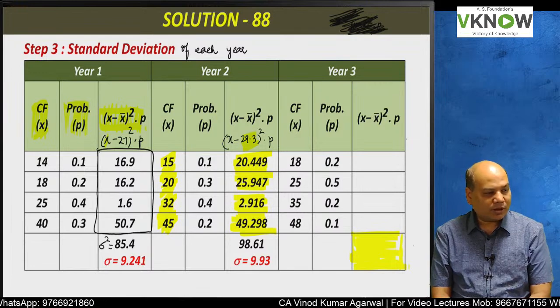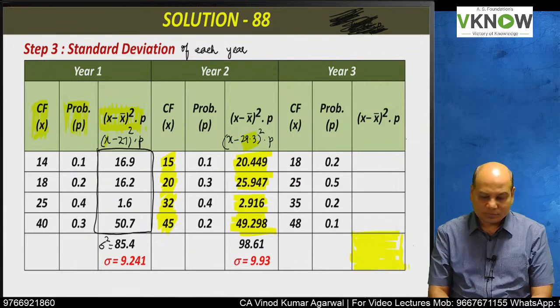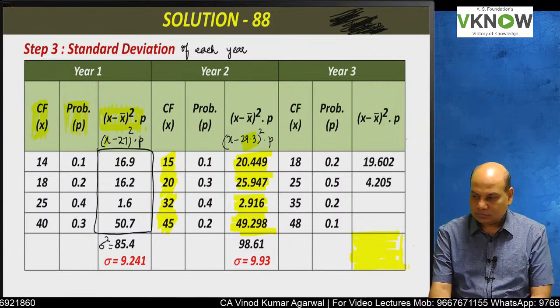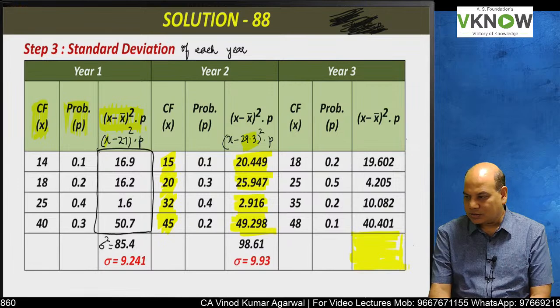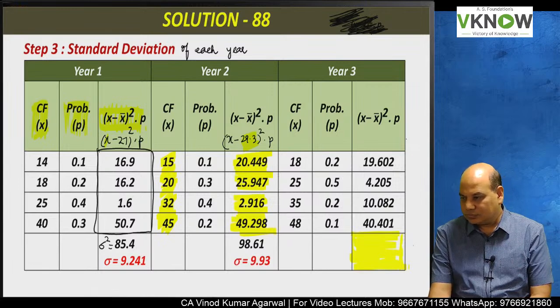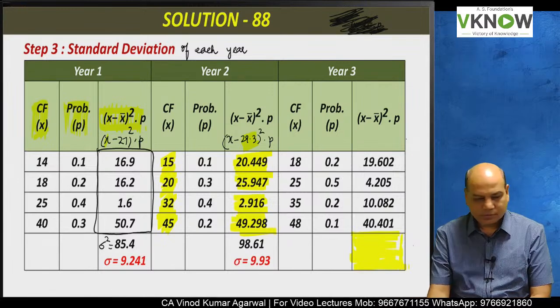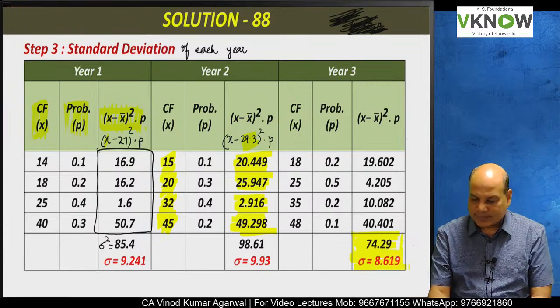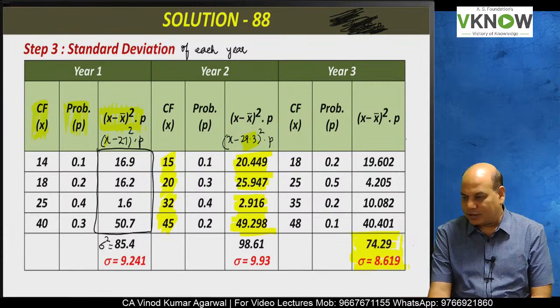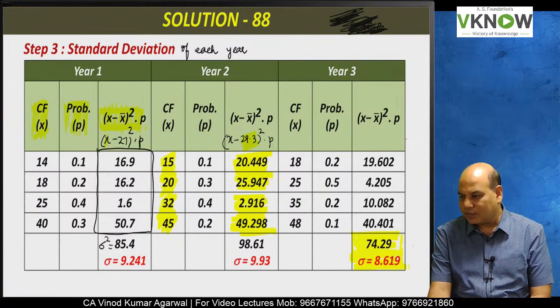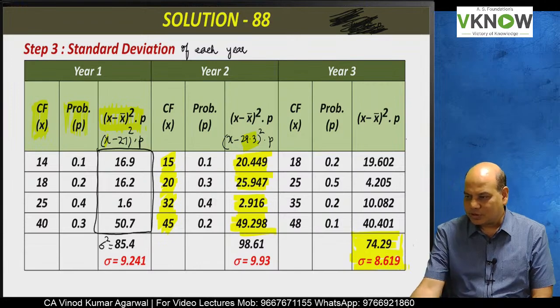Year 3, please reply. Now check the answer. What is the total you got? 74.29, and sigma is 8.619.